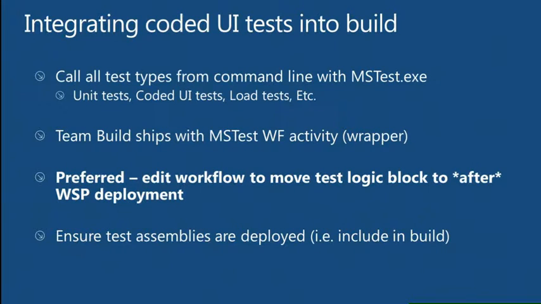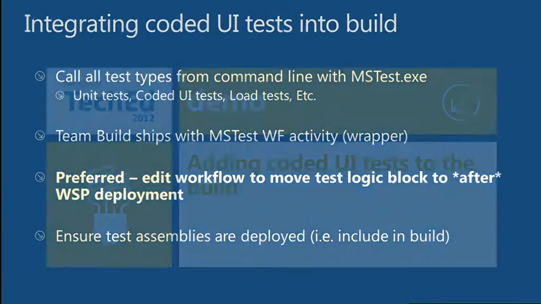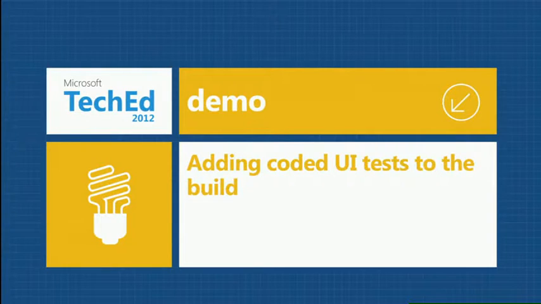Let's see, what else is in here? We'll see most of this in the rest of the demos. So the key is that bottom one. You want to make sure the test assemblies that you have created, if you want to have them automated and run as part of the build on that SharePoint server, actually get deployed to that environment as well so they can actually be executed. All right. So adding coded UI tests to a build.